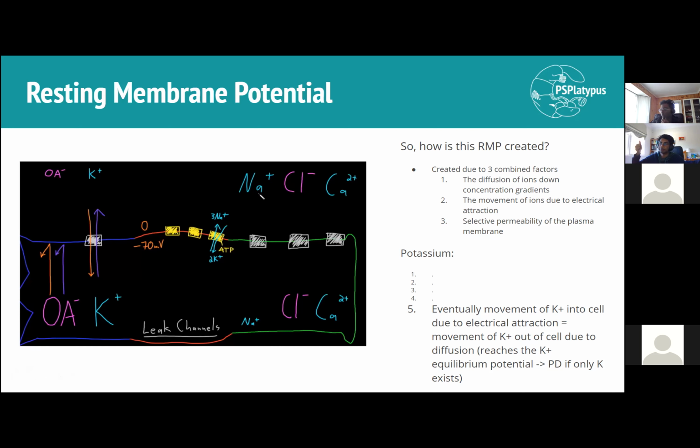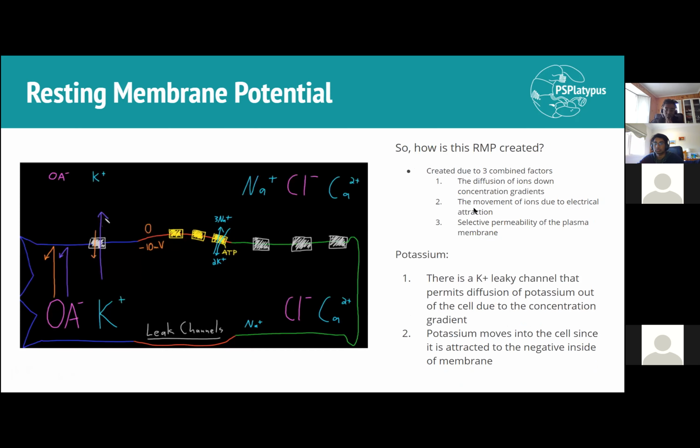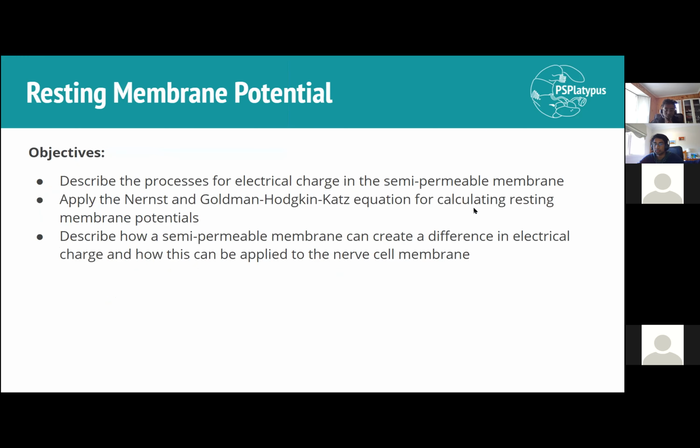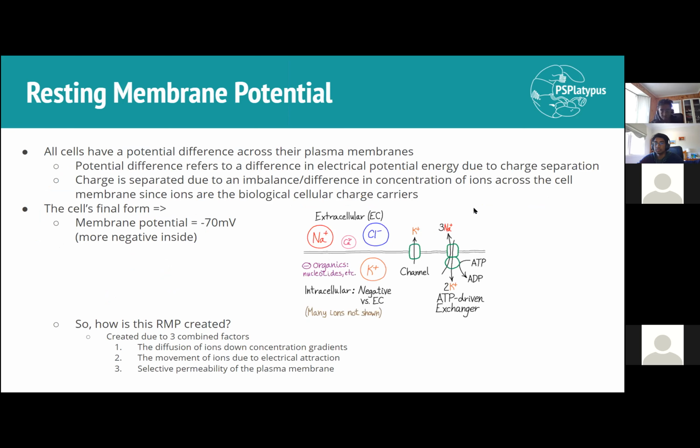I also had a question. What is charge separation? Moving all the way back, charge separation is essentially when you have a separation of charges between the intracellular space and the extracellular space. So say I have 5 positive charges inside and 10 positive charges outside. So it's going to have a net 5 positive charge separation.